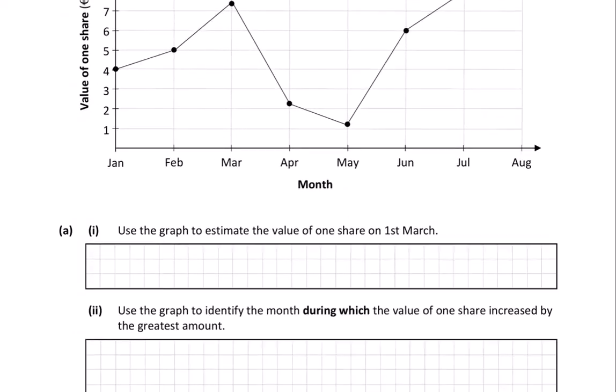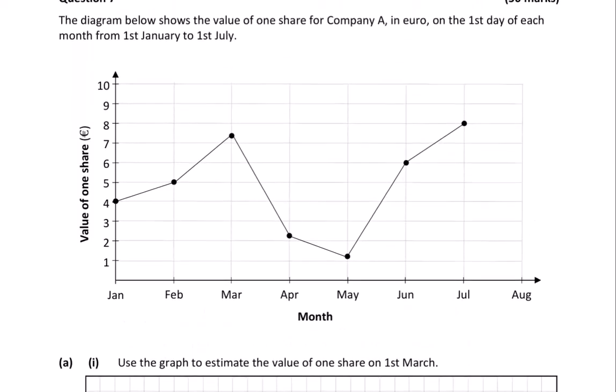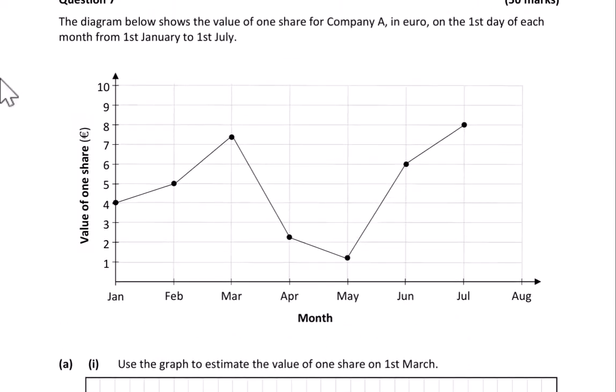So we have to use the graph to estimate the value of one share on the 1st of March. So the 1st of March is here, and what you would do is you would come up along here, use a ruler, and then come across here. I'm going to say €7.30. If you use a ruler, it'll be a little bit below halfway between 7 and 8. I'm going to say €7.30.